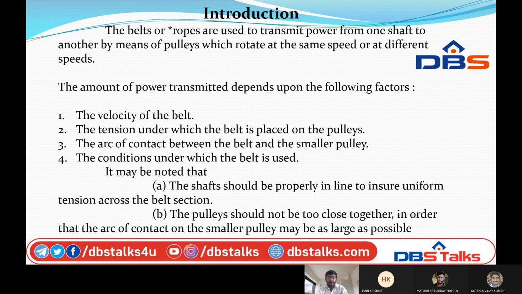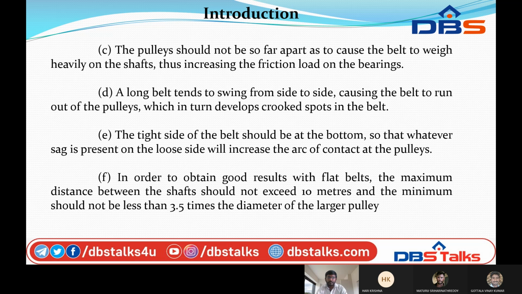It may be noted that the shafts should be properly in line to ensure uniform tension across the belt section. The pulleys should not be too close together, so that the arc of contact on the smaller pulley may be as large as possible. The pulleys should not be too far apart either, because the belt's weight becomes heavy on the shafts, thus increasing the frictional load on the bearings.